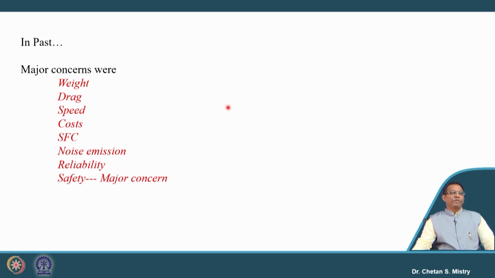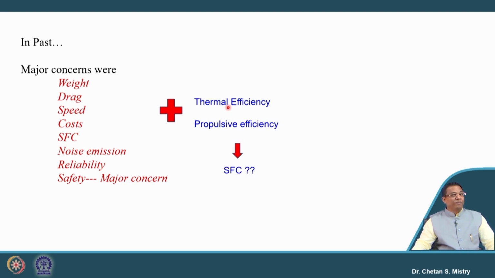Now, what were we concerned about in the past? They were related to weight, drag, high speed, and then cost. Slowly we started discussing specific fuel consumption, and noise and emission came into the picture. Then we discussed reliability and safety, all those aspects. Then slowly we started thinking in terms of thermal efficiency and propulsive efficiency. The reason is we are concerned with the specific fuel consumption.